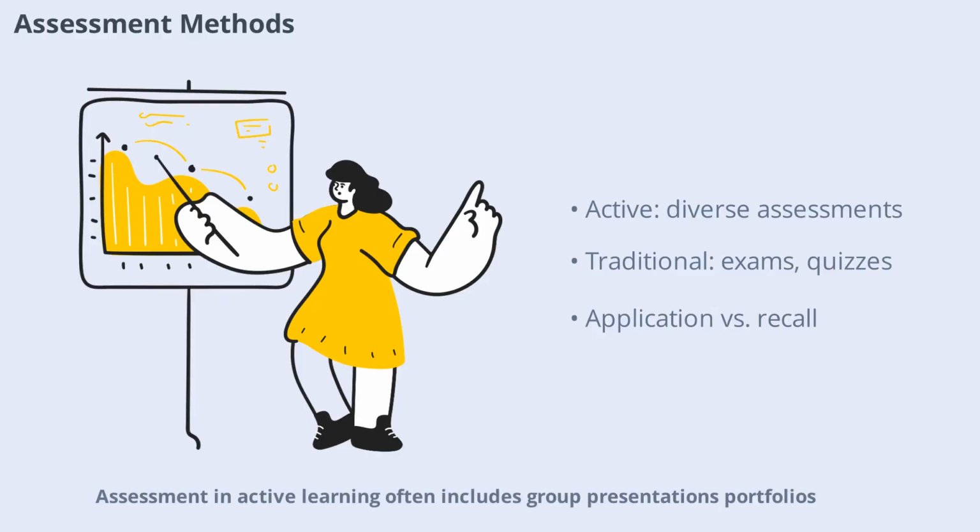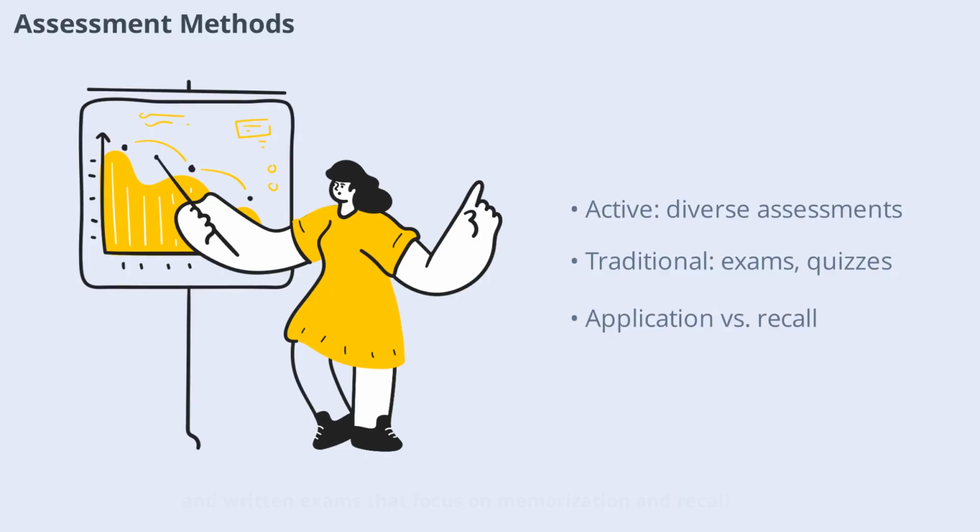Assessment in active learning often includes group presentations, portfolios, peer reviews, and reflective journals. These methods evaluate not just what students know, but how they apply and communicate their knowledge. Traditional learning assessments usually involve standardized tests, quizzes, and written exams that focus on memorization and recall. The choice of assessment can influence how students approach their studies and what skills they develop.